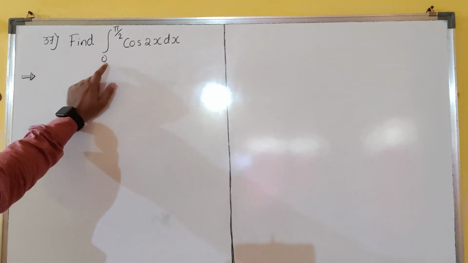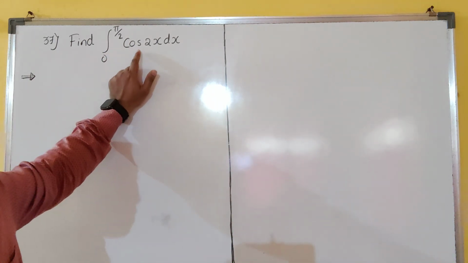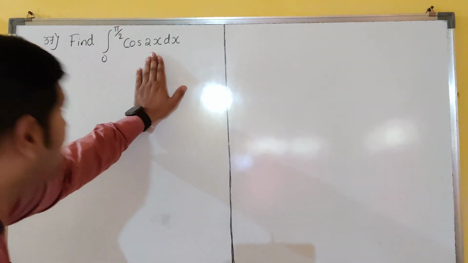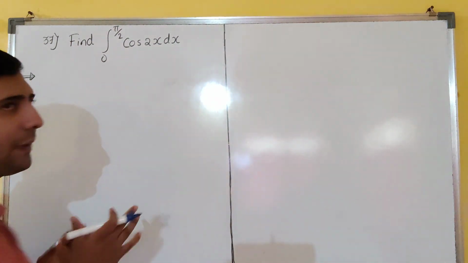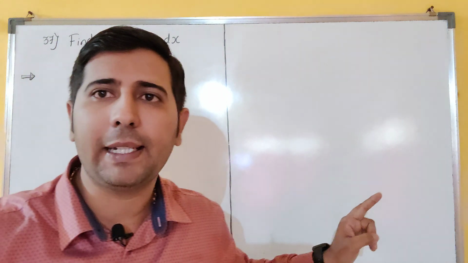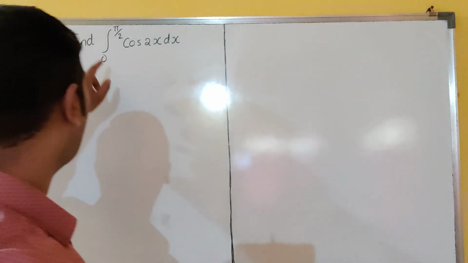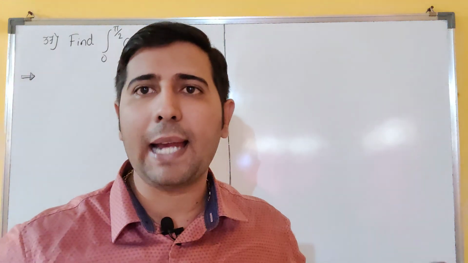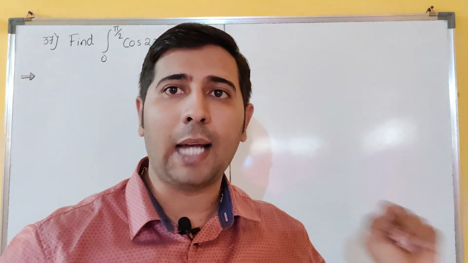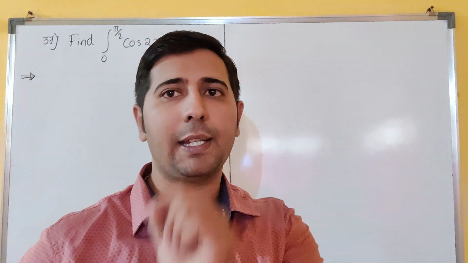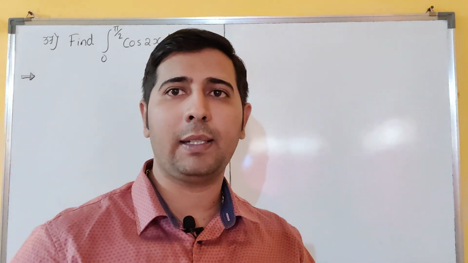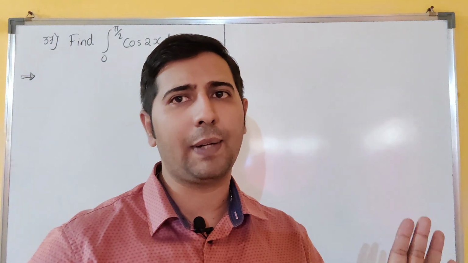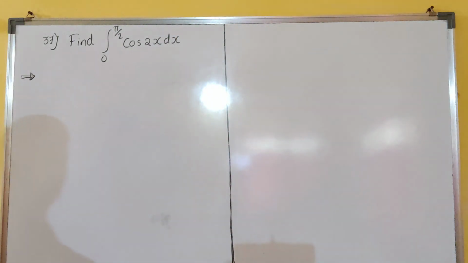37. Find integration 0 to pi by 2 cos 2x dx. So how to solve this one, my dear students? Please observe. He has given a definite integral. Why definite integral? Because it has an upper limit and a lower limit. When upper and lower limits are there, plus c will not come, my dear students. Only in the indefinite case will plus c come, not for definite. Clear?